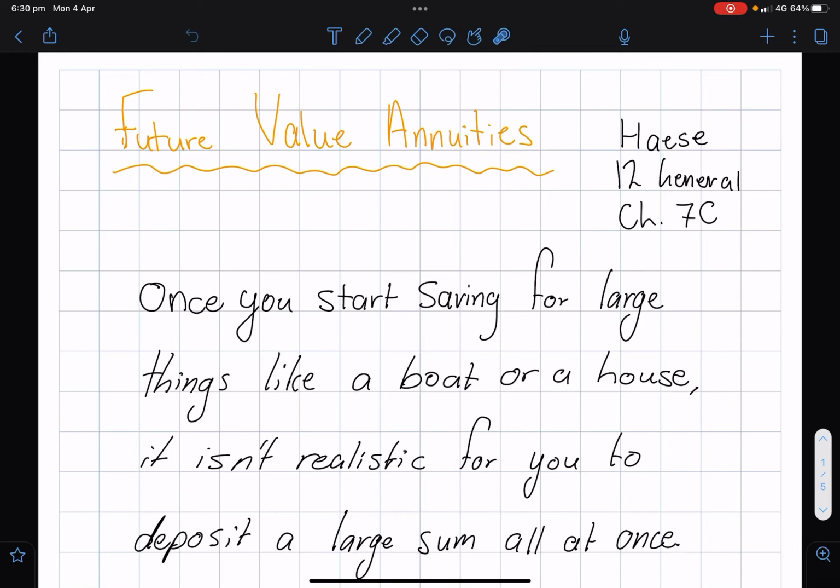G'day team, welcome back to another video, and in this one we're going to be continuing on with our financial modelling, and we're going to start looking at future value annuities. This is a part of the Hazy 12 General Textbook, and we're now looking at chapter 7C.